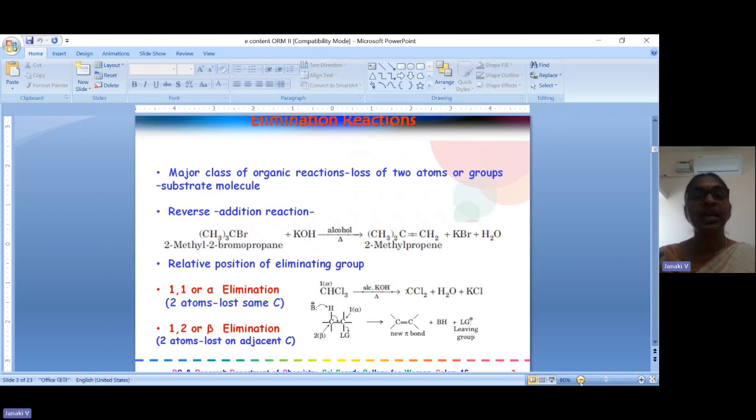Elimination reaction is a major class of organic reactions in which there is a loss of two atoms or groups that are present in the substrate molecule. It is the reverse of addition reaction.